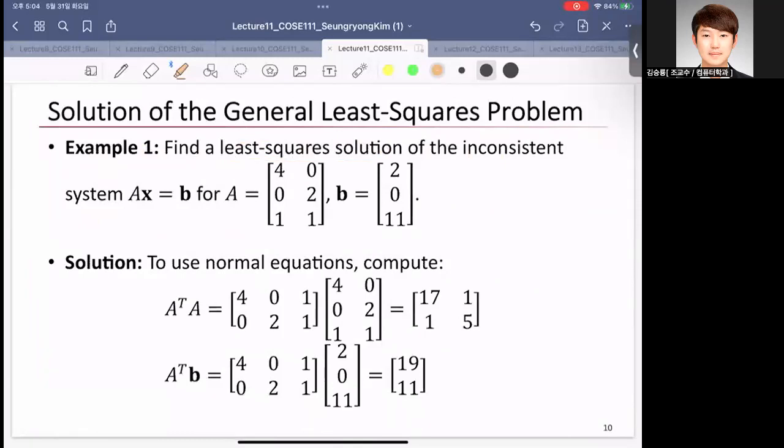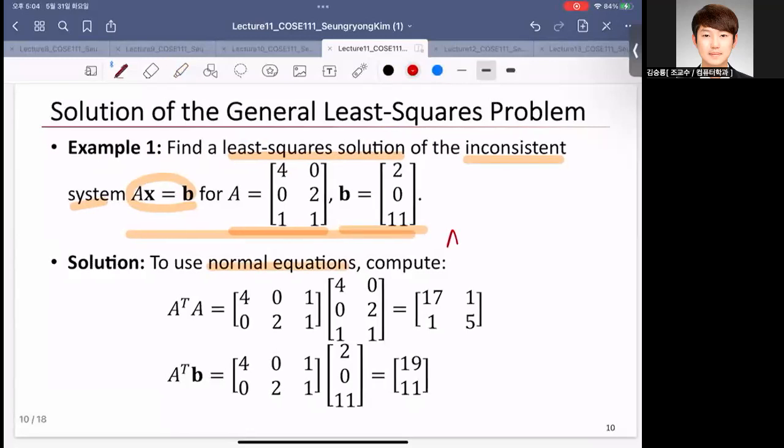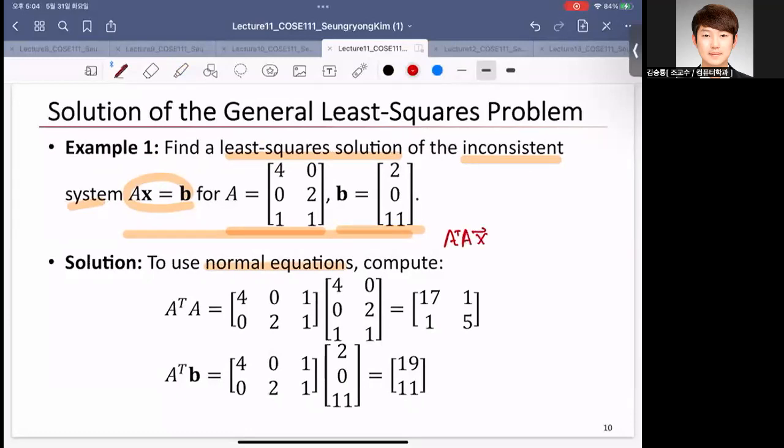Okay, so the question was finding least square solutions of the inconsistent system Ax equals b, for A and b that look like this. First of all, in this case there's no solution for Ax equals b, but we want to find an approximate solution, the least square solution. So first of all, how do we do this? We have to use the normal equation: A transpose A times x equals A transpose b.